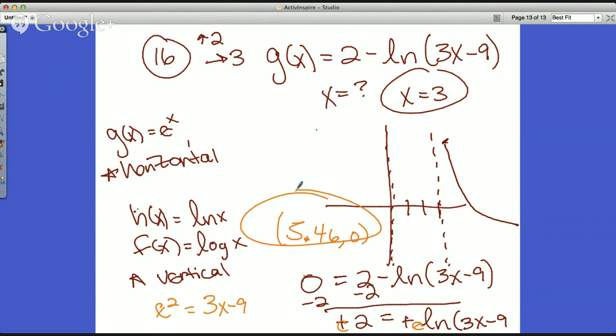Oh, it's because your vertical asymptote is 3. That's exactly right, because it won't cross it. It'll come close to crossing it, but it won't ever cross it. And so because of that, there's nothing to the left of that, x equals 3. It's just the one thing. That's it.